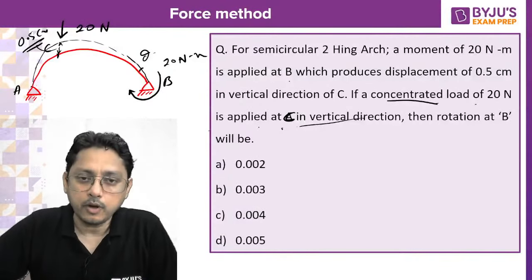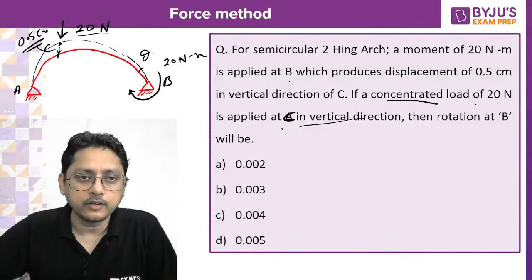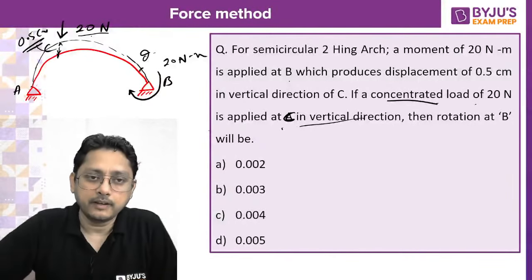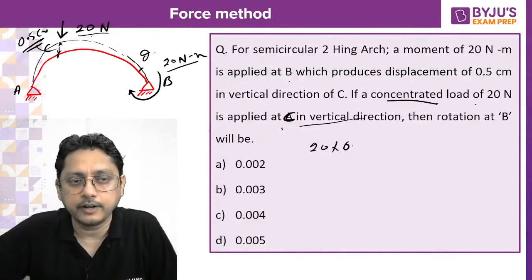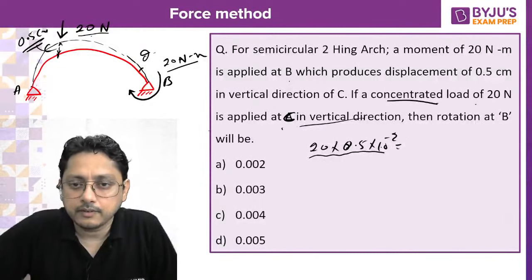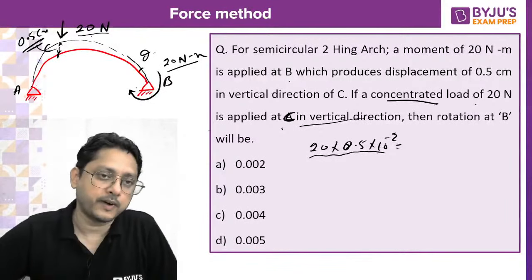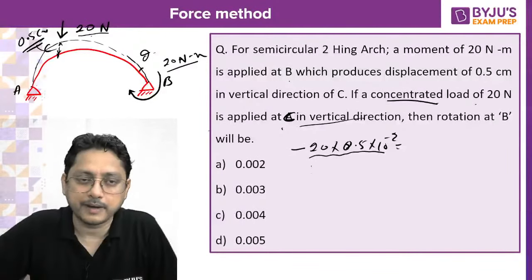Once again you can apply Betti's law. The virtual work done: if you apply 20 Newton, it produces a rotation theta here, and if you apply the moment, it produces a vertical deflection. That vertical deflection, I can write as 20 Newton into 0.5 multiplied by 10 to the power minus 2 meter. This is the virtual work done. This 0.5 centimeter was not produced by the vertical load you provided there, and the load and the deflection direction are opposite. You take a minus sign.